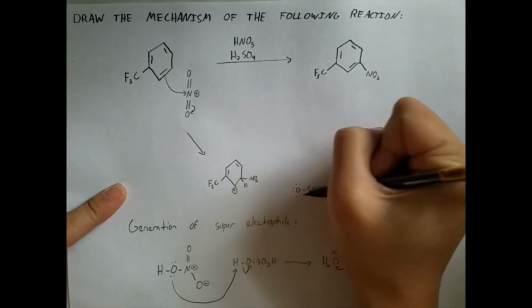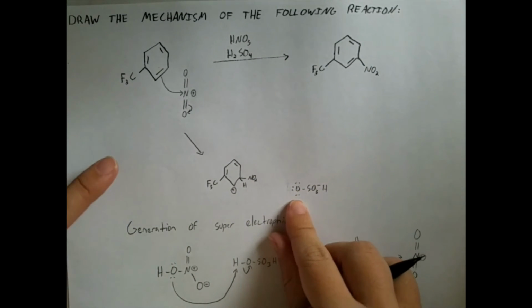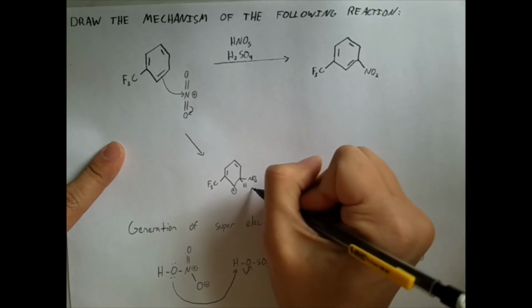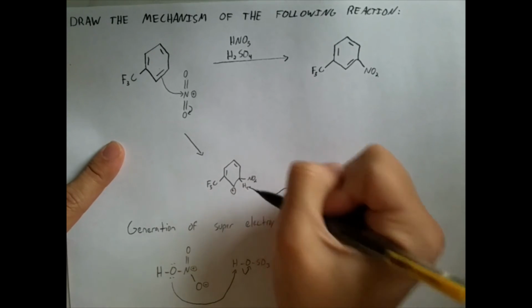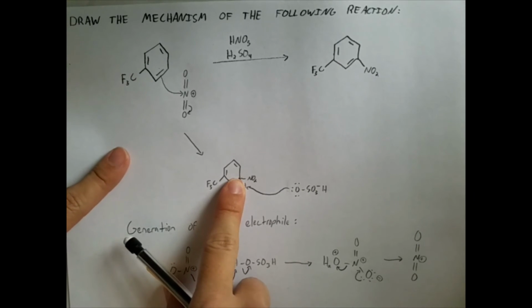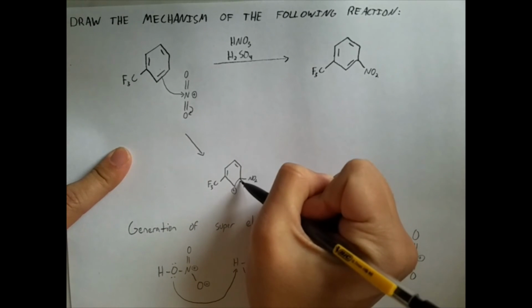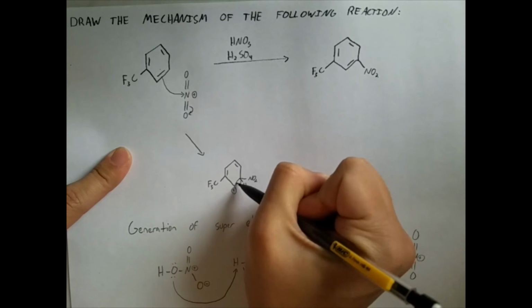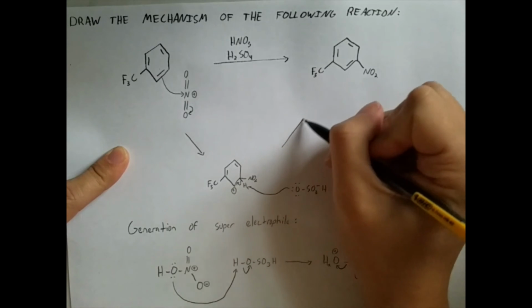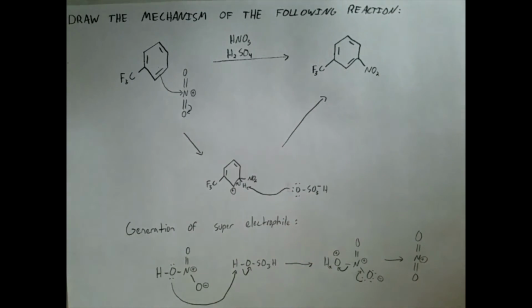And so we're going to take these electrons from the oxygen on the sulfuric acid anion, and we're going to take the hydrogen off from the carbon where we attached the nitronium ion, and these electrons from the hydrogen are going to go back into place on the ring, and it's going to recreate the benzene ring, and we're going to get our product over here.